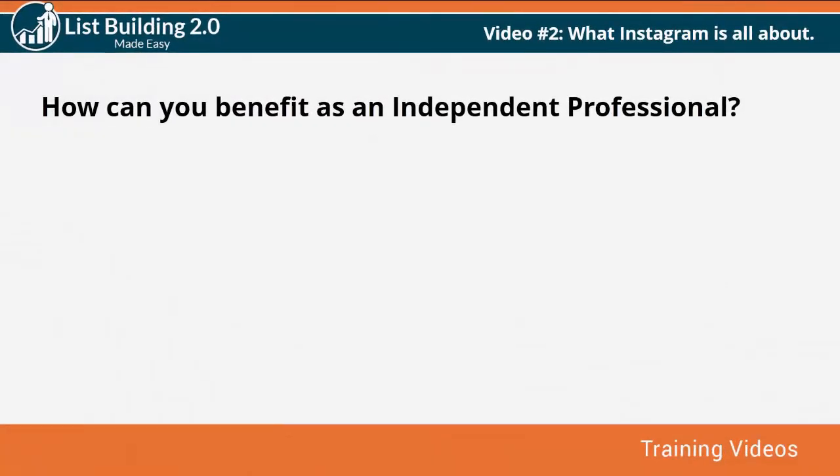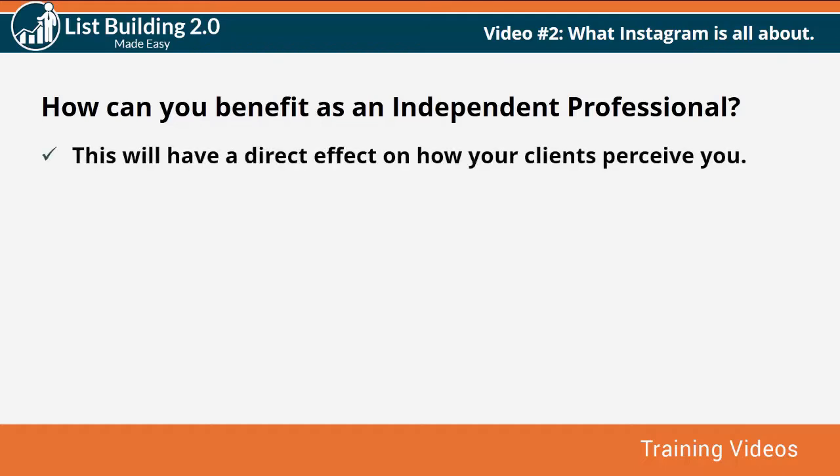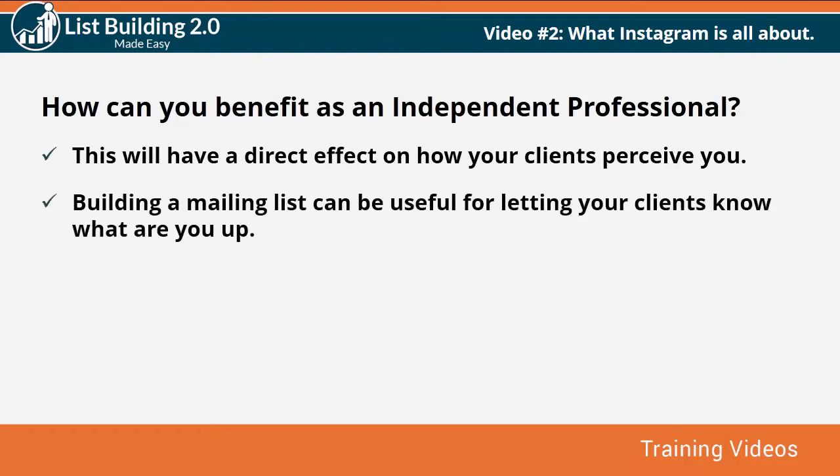How can you benefit as an independent professional? As an independent professional, you need to set up a mailing list and continually make it grow, because this will have a direct effect on how your clients perceive you. A mailing list will make you be perceived as someone who knows how to reach his or her customer base. Building a mailing list can be useful for letting your clients know what you're up to. You can create a newsletter with information, analysis, and updates of what you did or how your activities have progressed in a particular time frame.